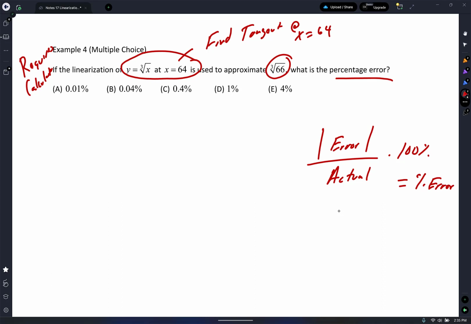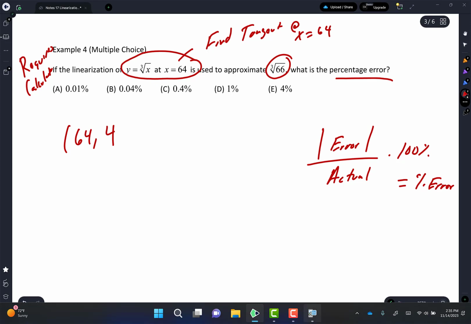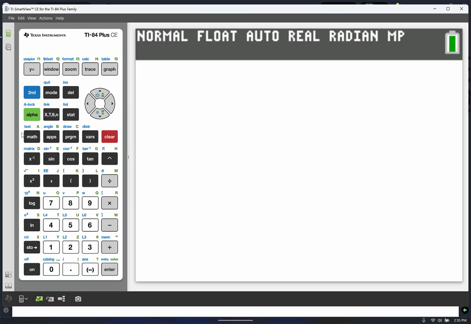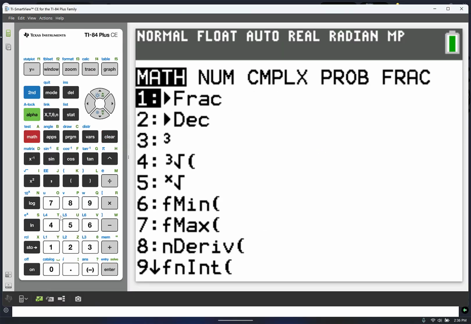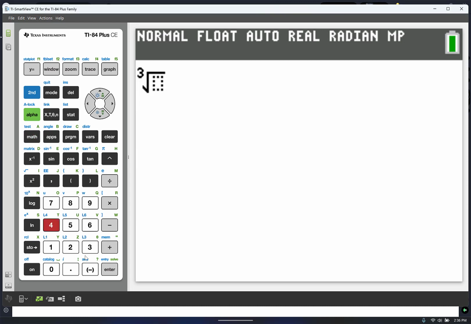What is the cube root of 64? You have a calculator, so you don't have to do it by hand either. It's 4. The cube root of 64, but just in case, look, you could have done it 3 ways. You could have pushed math, number 4, and then put 64 in here. So let me show you all 3 ways.